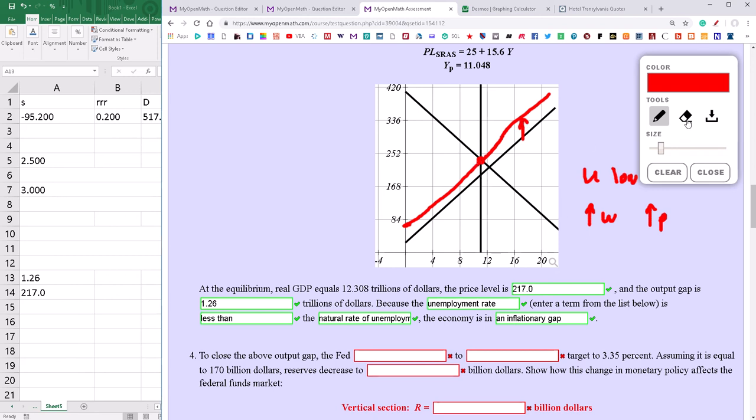So to prevent that from happening, what the Fed wants to do is prevent that from happening. Okay? So the Fed wants to push aggregate demand down.